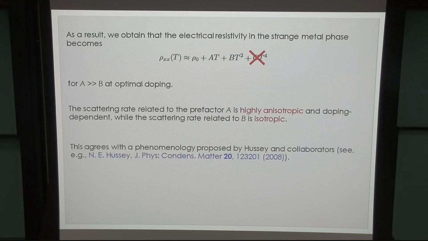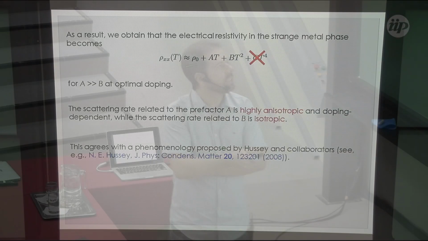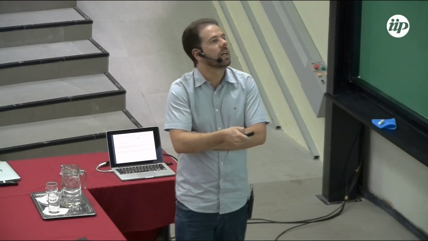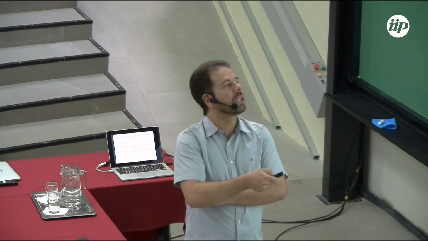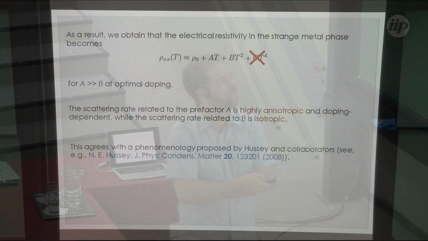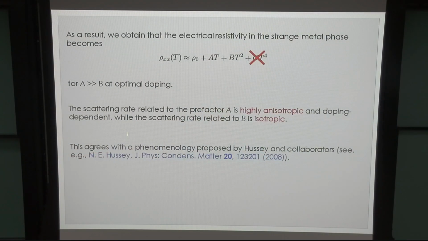Another important point is that A is much larger than B at optimal doping. So one recovers the linear resistivity for the model. And also another important fact is that the scattering rate related to A is highly anisotropic and doping dependent, while the scattering rate related to the B factor is completely isotropic and doping independent.